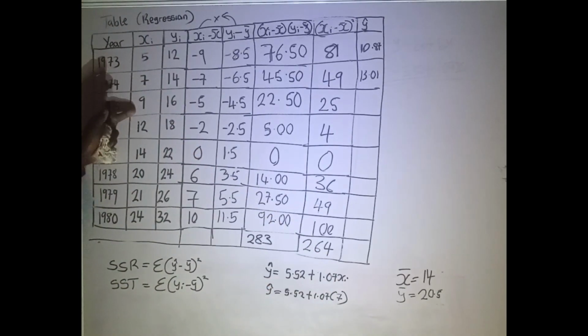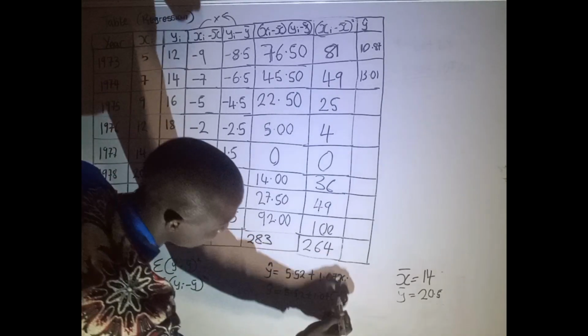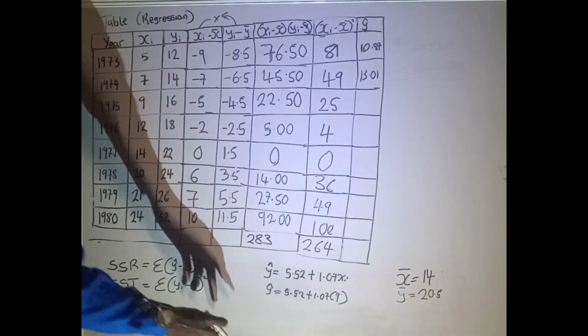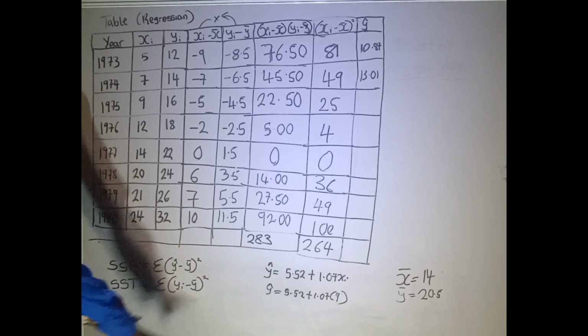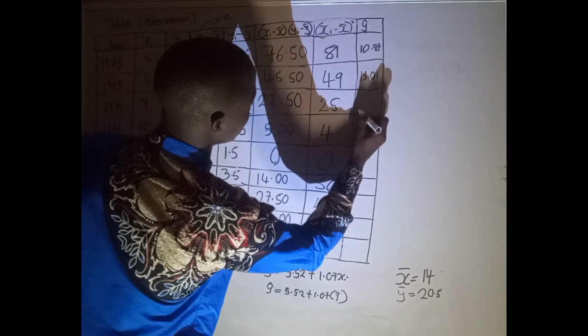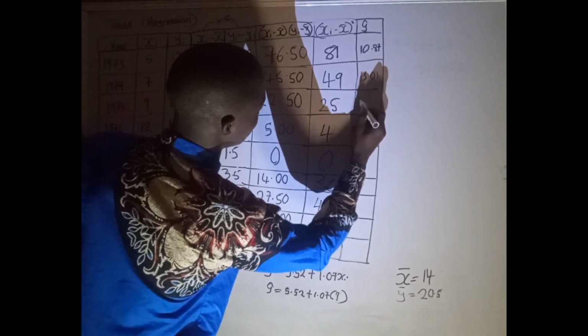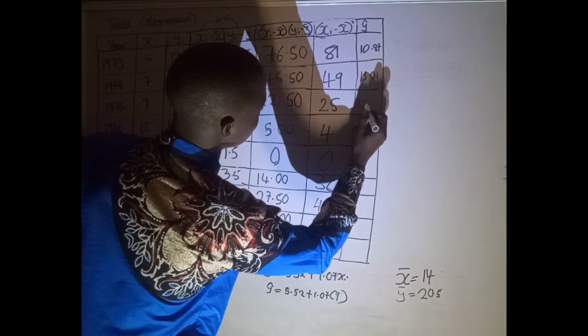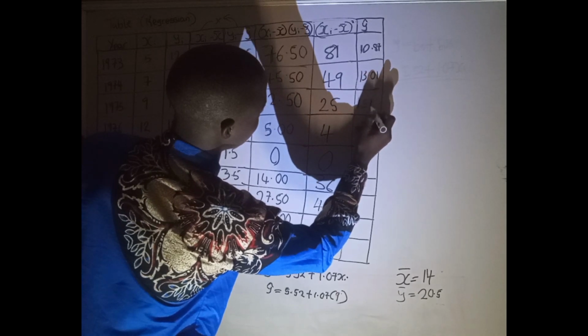So for the next cell, I'm going to be having 9 instead of 7. And when I substitute the value of 9, the predicted value of y is 15.15.